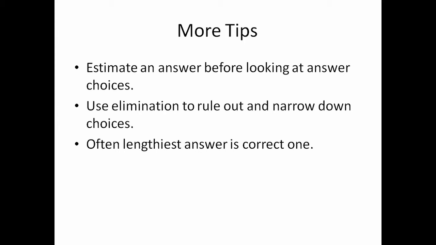Another thing you can try is to estimate an answer before you look at any of the answer choices. This is especially effective if it's math. You can work out the problem quickly, come up with an answer, and then look to see if there's an answer close to yours. You can also use the process of elimination to rule out one or maybe even two answer choices, and that helps you narrow down your selection to maybe a 50-50 chance of getting it right. And often your lengthiest answer is the correct one.